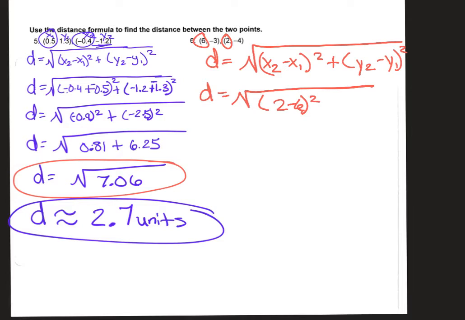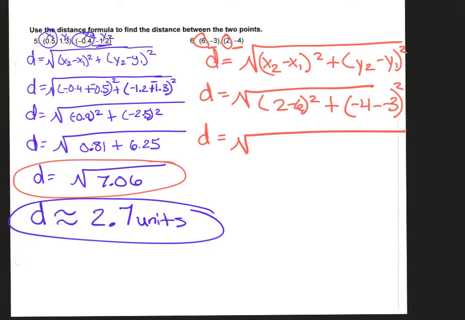Then we'll square it. Now look at your y values. You have a negative 4 and negative 3. So negative 4 minus a negative 3. And then you're going to square that. Just filling in the information that's given to you.